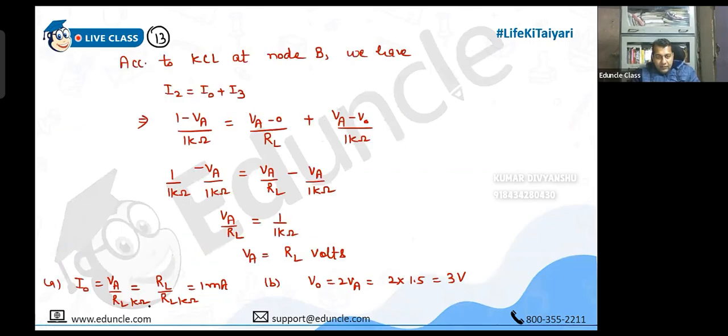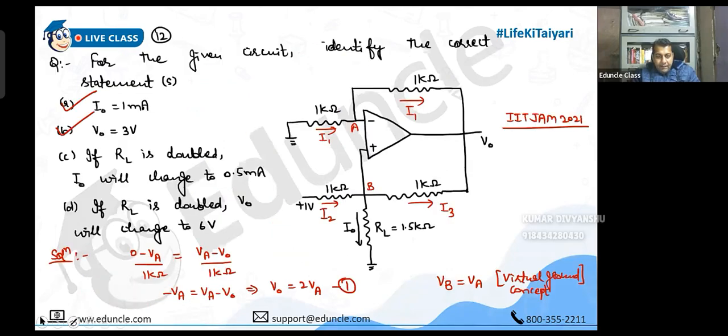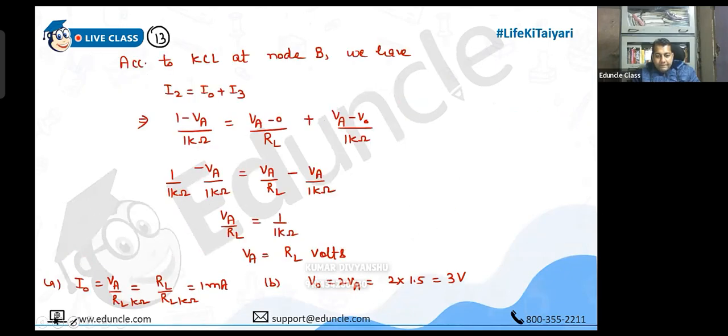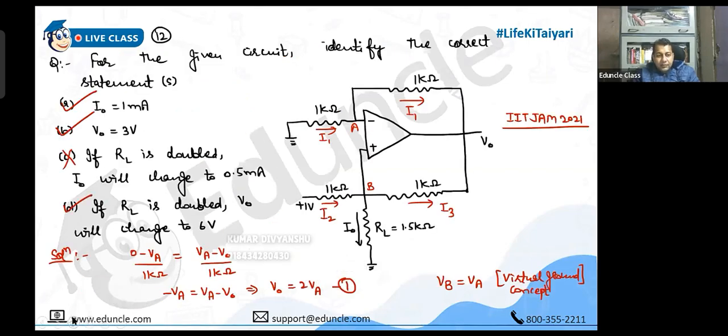Okay, 0.5. If we double it, it will become 0.5. No, it will not, because there is RL above also. If RL is doubled, V naught will change to 6 volt. Yes, because VA is RL. So A, B, D are correct. C is wrong. Please check, everyone.